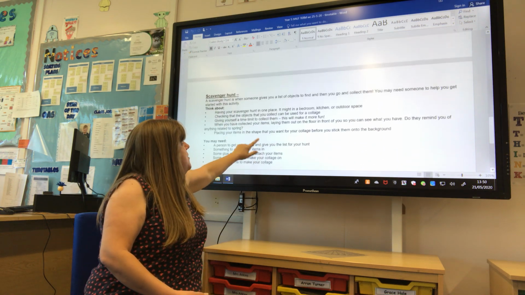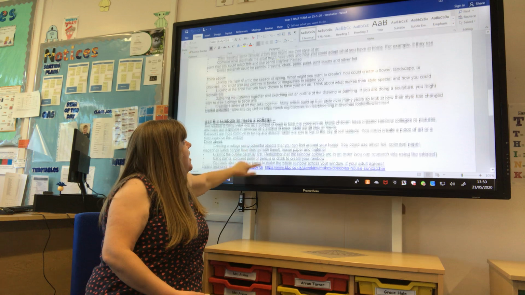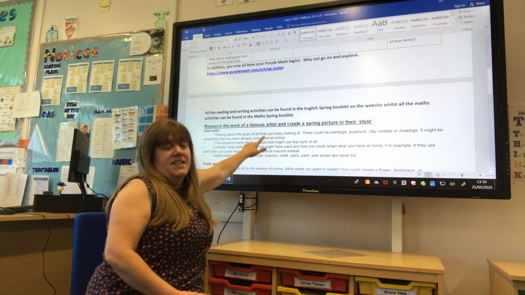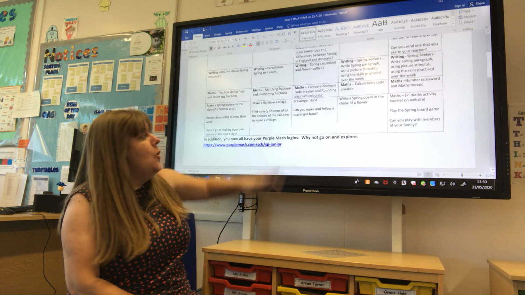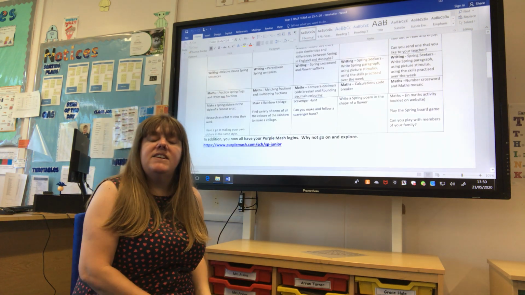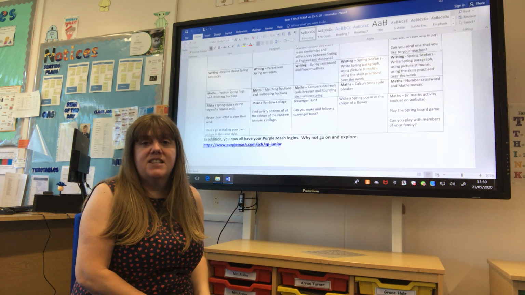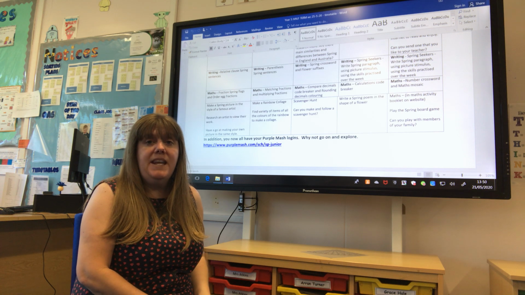So there's the flower poem, the scavenger hunt, the collage, and then the artist picture. What haven't I talked about? Oh, in the maths booklet, there is also a spring board game we thought you'd like to have a go at playing with members of your family.